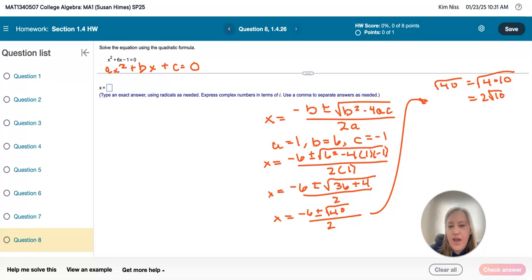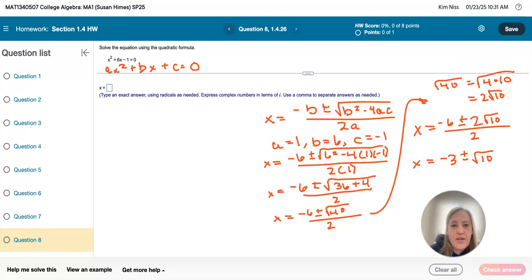So now we will go back to our equation where we have x equals negative 6 plus or minus our simplified radical of 2 square root 10, all over 2. Well, now you can see that you can actually simplify your fractions here, because negative 6 is divisible by 2, and 2 is divisible by 2. So you take negative 6 divided by 2, so you end up with negative 3. And these 2's just cancel, because 2 divided by 2 is 1. So then you end up with negative 3 plus or minus square root 10.